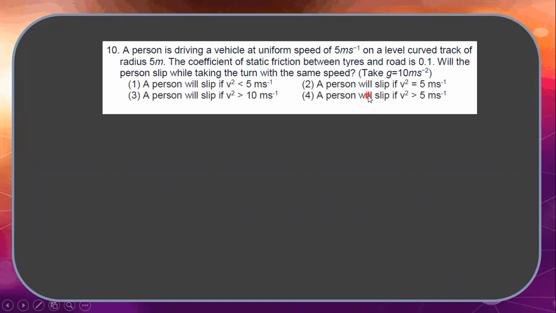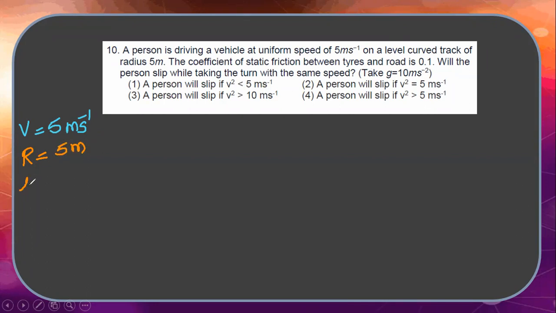So person, whether he will slip if the speed of this one is how much? 5 meters per second is there, and radius of the circular path is 5 meters. Then will he slip or not? They have asked. Or when there is a possibility for slipping. Given data, when we say, what is that given data? Uniform speed. Speed of the person is given 5 meters per second. Next, a radius of the circular path is given. Radius of the circular path is 5 meters.